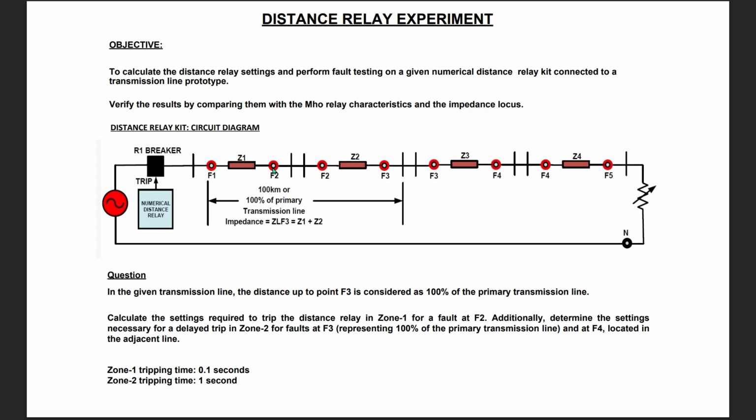Additionally, also determine the settings necessary for a delayed trip in zone 2 for a fault at F3 and also at F4. That means for a fault at F3 and F4, the distance relay will trip with a delayed trip in zone 2. The tripping time is also mentioned. The zone 1 tripping time is 0.1 second. Zone 2 has a delayed tripping time of around 1 second.